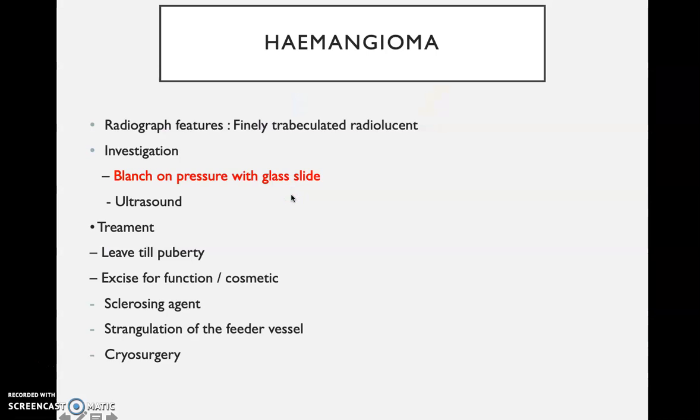Okay, for hemangioma, the radiographic features, if it's in the bone, it's going to be a finely trabeculated radiolucency. But if it's in the soft tissue, of course, you cannot see it on radiograph. Usually you have to do ultrasound. Ultrasound is very good, even on the tongue. So you have to always remember, blanch it. It's going to blanch on the glass slide.